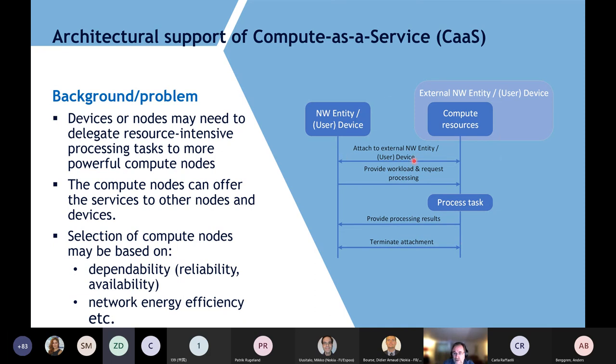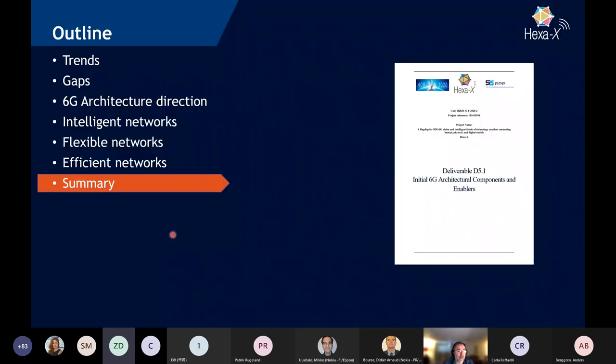We try to attach them and then process a task and compute this and so on. The challenge here is, first of all, to make this protocol efficient, but also how do you select the compute resources? We will look into, for example, how reliable these compute resources are, how fast they are, energy efficiency, and so forth. So there's a trade-off there.